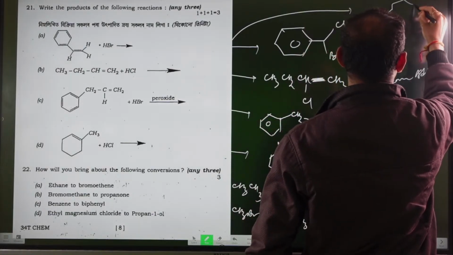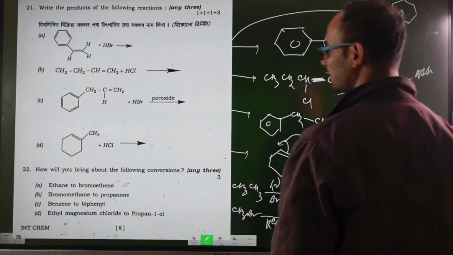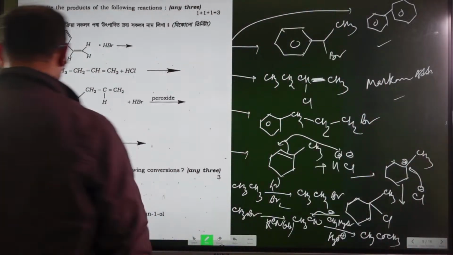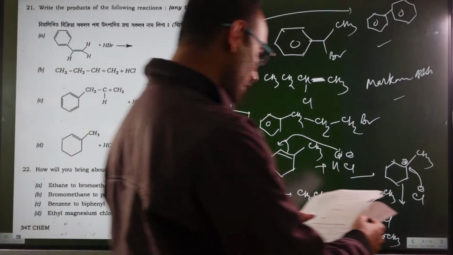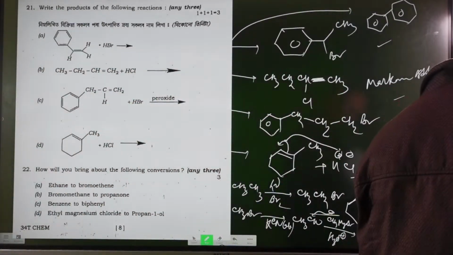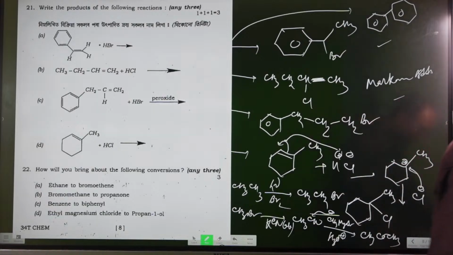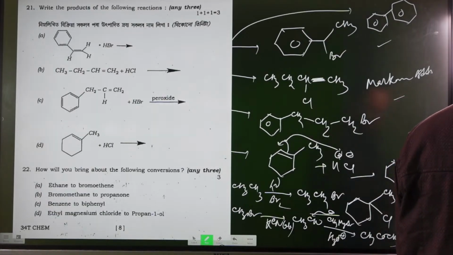and this biphenyl. Okay. So biphenyl structure you will get. And in the D option, it is given ethyl magnesium chloride to propanol. How will you convert? For that, you have to carry out this reaction.